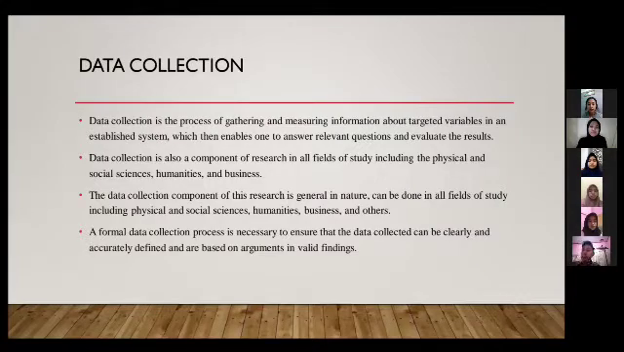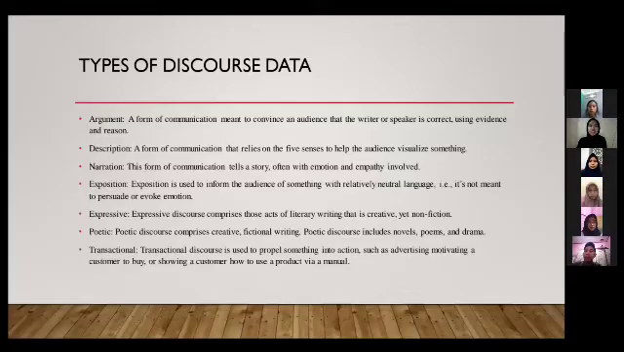Okay, the next material will be presented by Nur Yuliana. Okay, thank you. So the third material is types of discourse data.